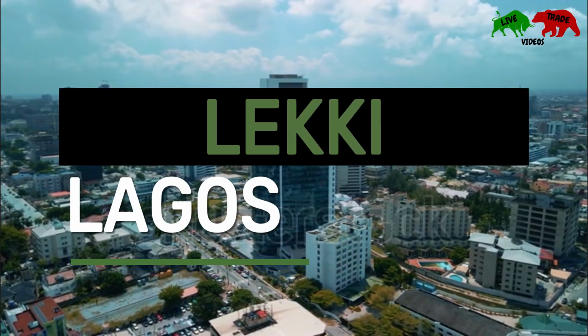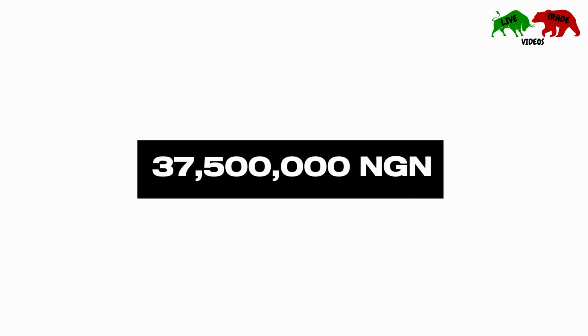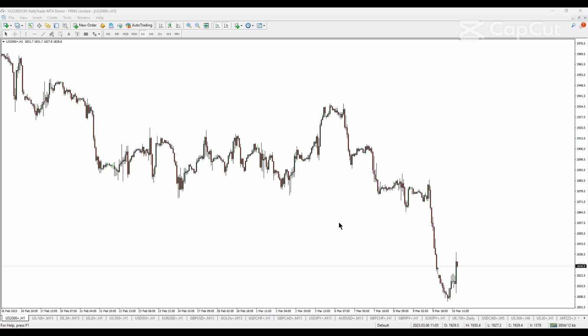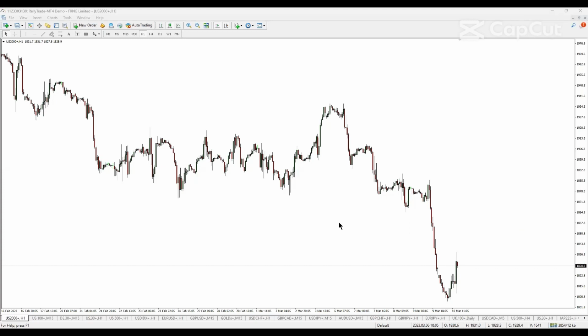I know a guy that stays in the Lekki area of Lagos, this NFP. Somebody should guess how much he used to trade NFP. The guy is 23 years old, stays in Lekki. That guy used $50,000, that's 37 point something million naira, to trade NFP. So 50,000 naira per day is a very little amount of money to make, right?